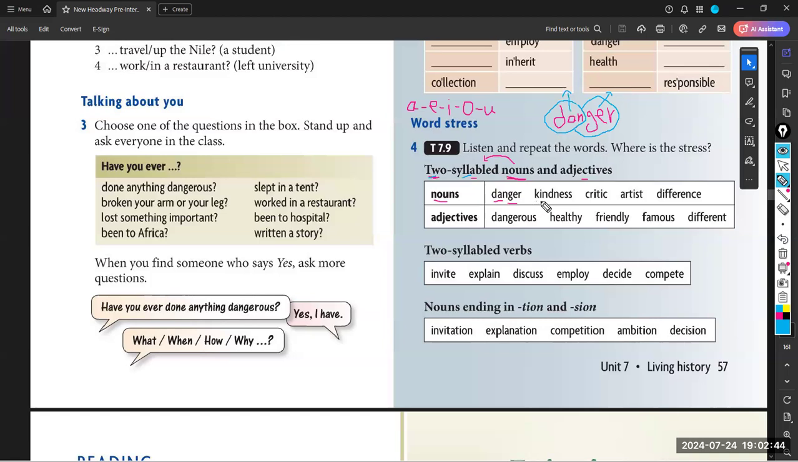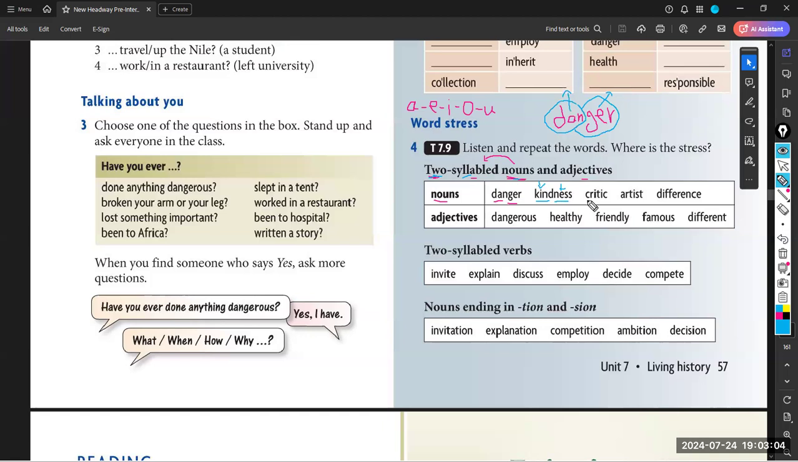It is the same with kind. This is the first syllable. Ness, this is the second one, because in ness, this is the vowel letter. And kind, this is the I. So kind is one syllable, ness is the second syllable. This is called what? Two-syllable nouns. Okay?